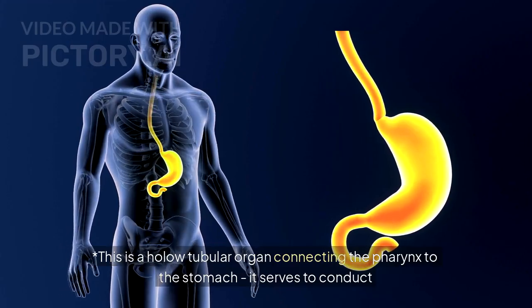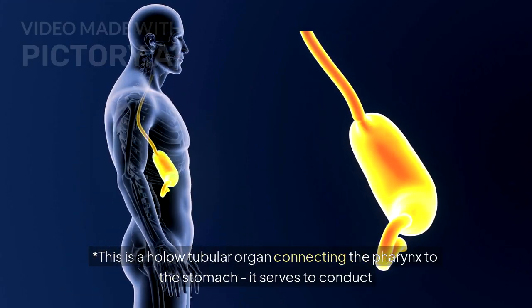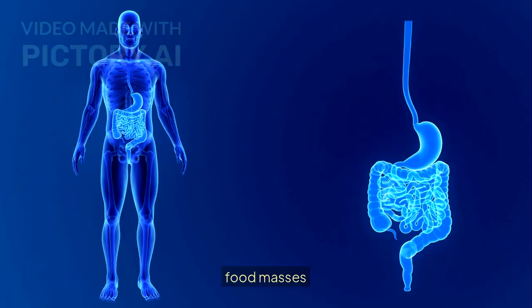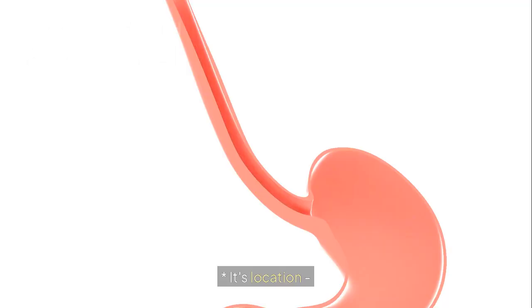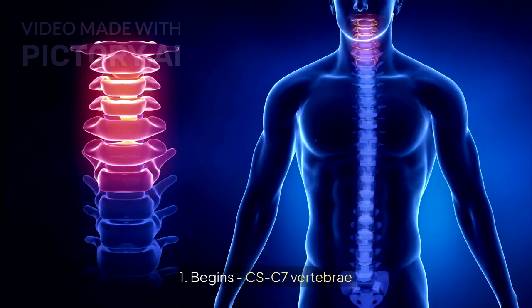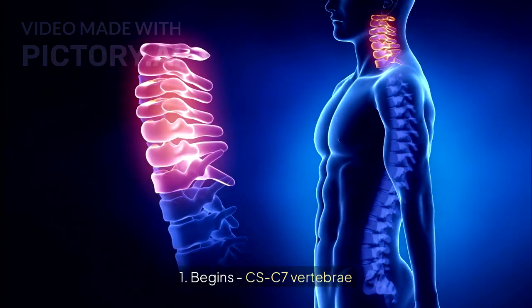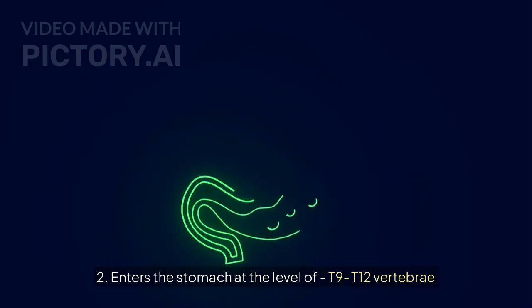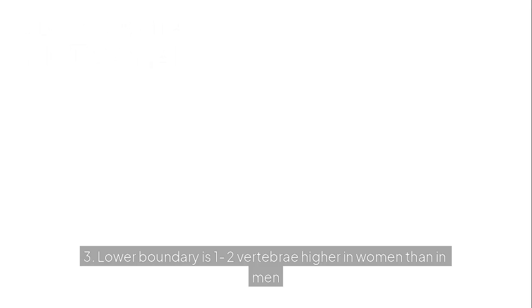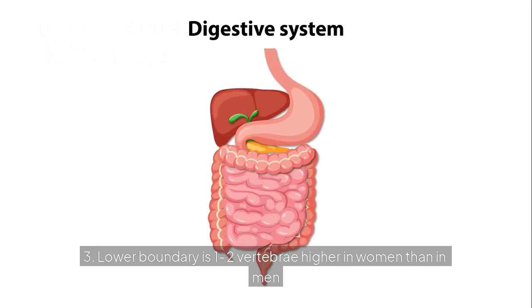Esophagus. This is a hollow tubular organ connecting the pharynx to the stomach. It serves to conduct food masses. The length of an adult esophagus is 25-27 cm. Its location: 1. Begins at the level of the C6-C7 vertebrae. 2. Enters the stomach at the level of T9-T12 vertebrae. 3. The lower boundary is 1-2 vertebrae higher in women than in men.